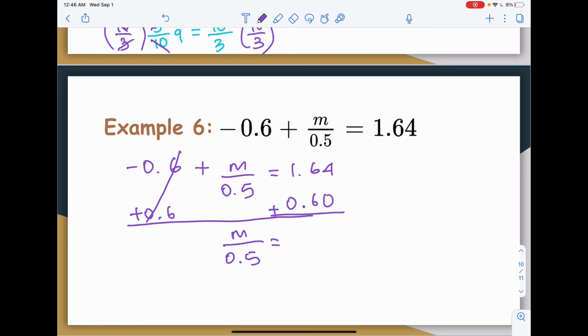On the right side, if you add, it is going to be 2.24. Okay, and then the next step is we are going to multiply both sides of the equation by 0.5 to isolate m. And multiplying by 0.5 is the same thing as dividing by 2. So we're pretty much taking half of 2.24.